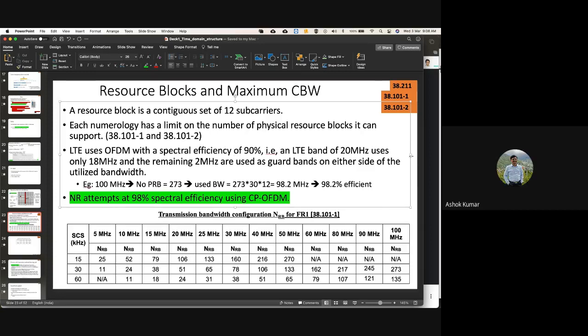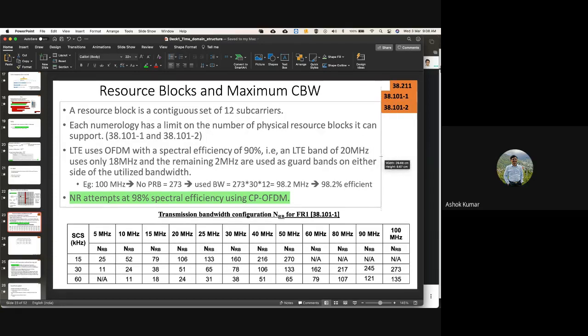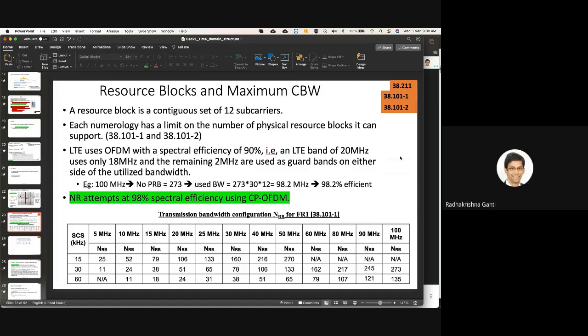Is it also related to the bandwidth part? No. The bandwidth part could have been used even in SC-FDMA also. That has nothing to do with it.